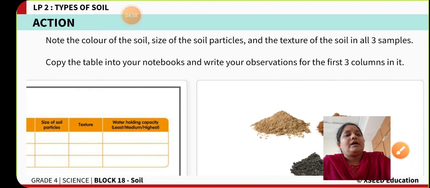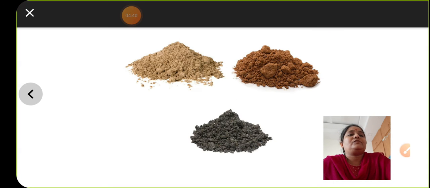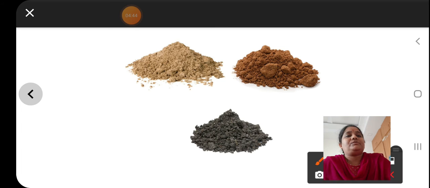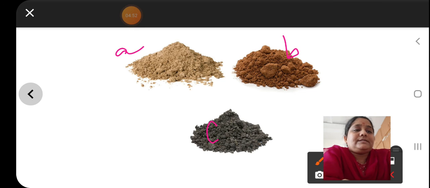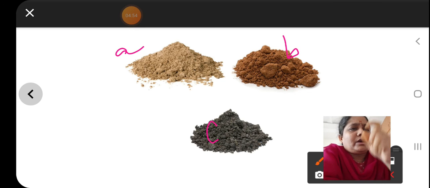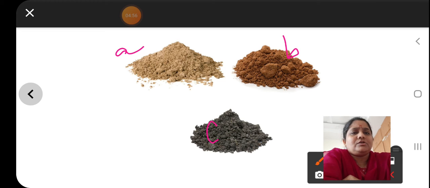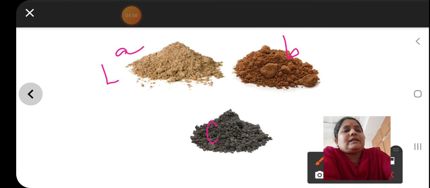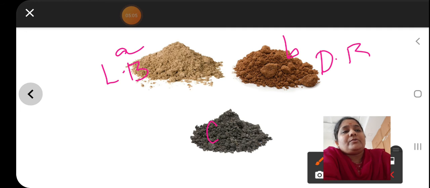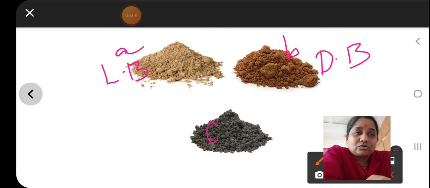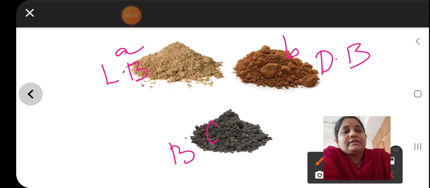By observing these 3 different types of soils, if you observe carefully, this is soil A, this is soil B and this is soil C. At first we have to define the color of the soils. Soil A is light brown in color. Soil B is dark brown in color, whereas soil C is totally black in color.